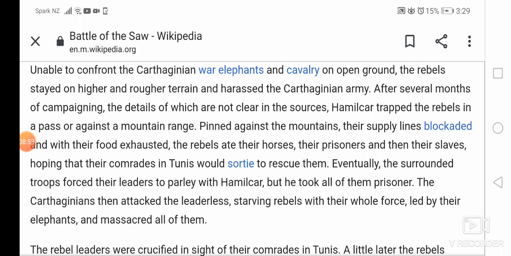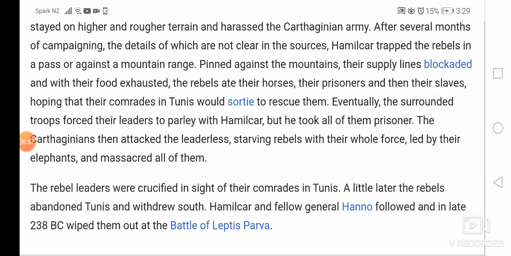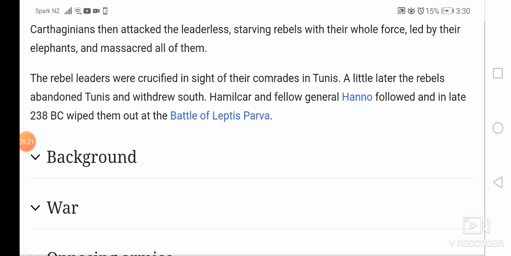Pinned against the mountains, their supply lines blockaded, and with their food exhausted, the rebels ate their horses, their prisoners and their slaves, hoping that their comrades in Tunis would sortie to rescue them. Eventually, the surrounded troops forced their leaders to parley with Hamilcar, but he took all of them prisoner. The Carthaginians then attacked the leaderless, starving rebels, led by their elephants, and massacred all of them. The rebel leaders were crucified in sight of their comrades in Tunis.